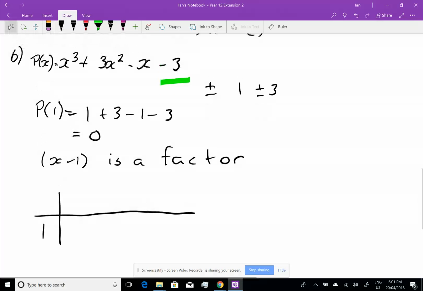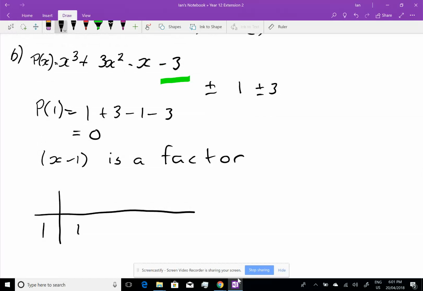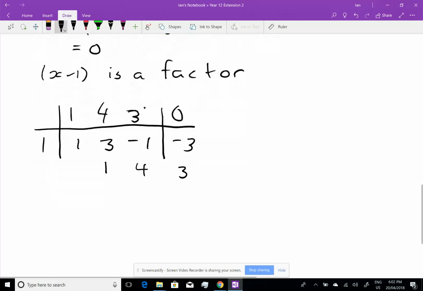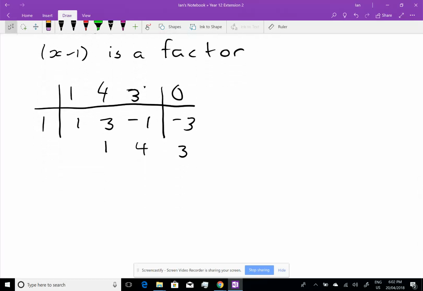So we've got 1 there. And what have we got? 1, 3, negative 1, negative 3. Start with 1 because the lead term is 1. Okay, 1 times 1 is 1. Add them together, 4. 4 times 1 is 4. Add them together, and we get 3. 3 times 1 is 3. Add them together, 0. You beauty. It all works out.